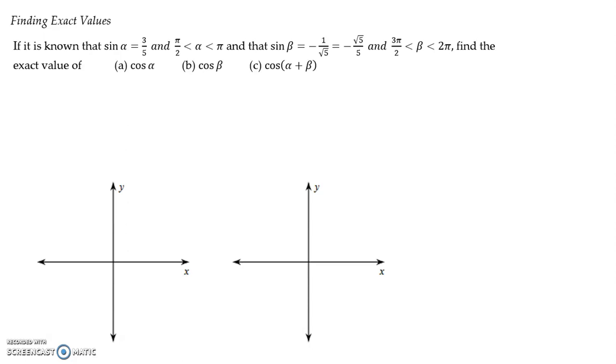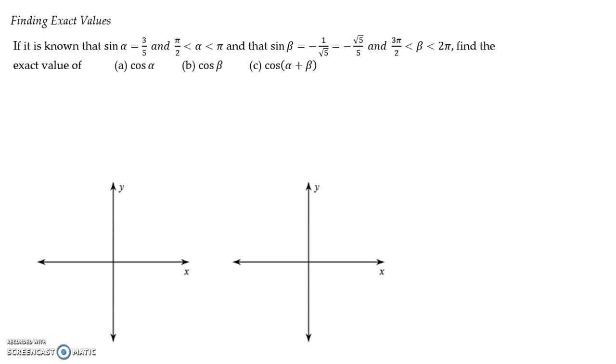In this problem, we're given some information about sine of A and the quadrant that angle A lies in. We're also given some information about sine of B and the quadrant that angle B lies in. And then we're asked to find the exact value of cosine of A, cosine of B, and cosine of A plus B.